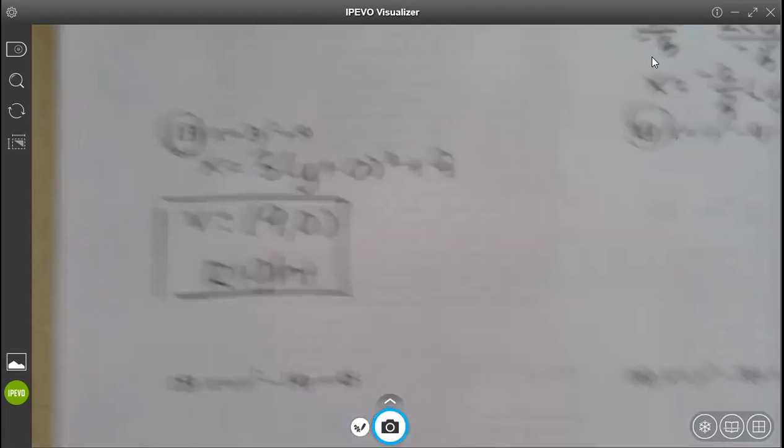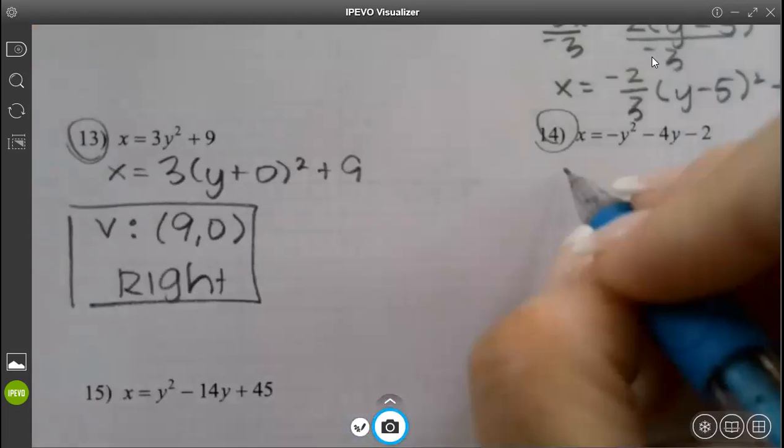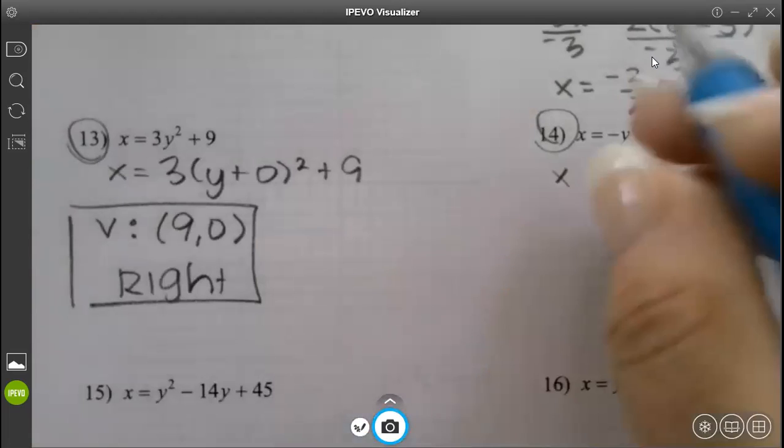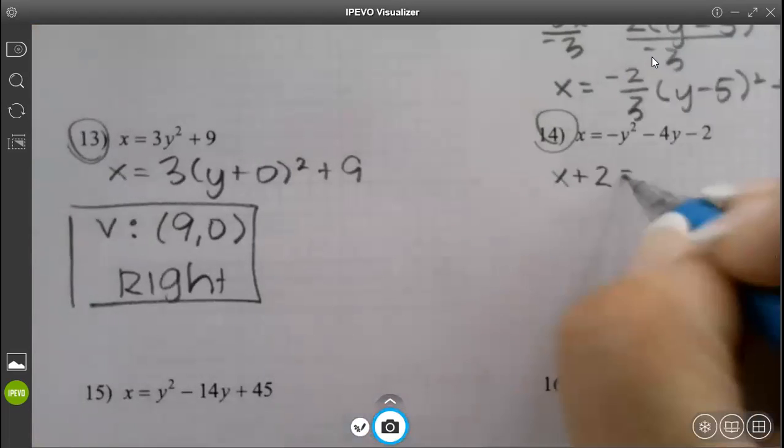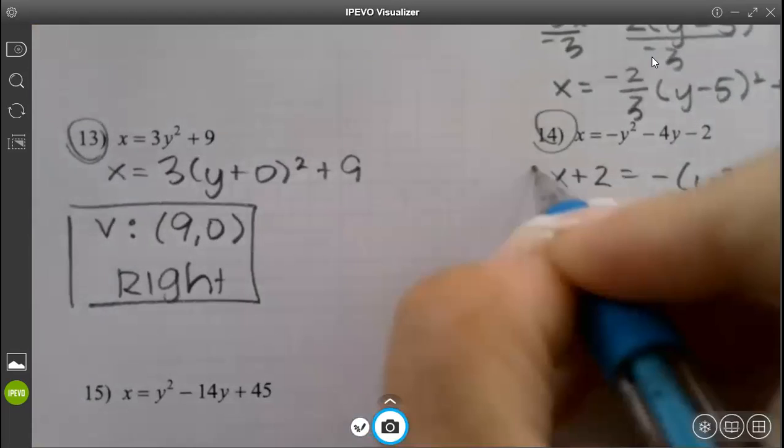All right. So then 14, what do I need to get rid of on 14? The negative. So we have to add the 2 to the other side, and we're going to get rid of that negative. It will become positive y squared, positive 4y plus blank on either side.